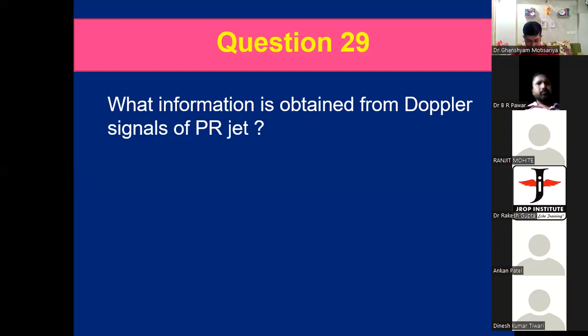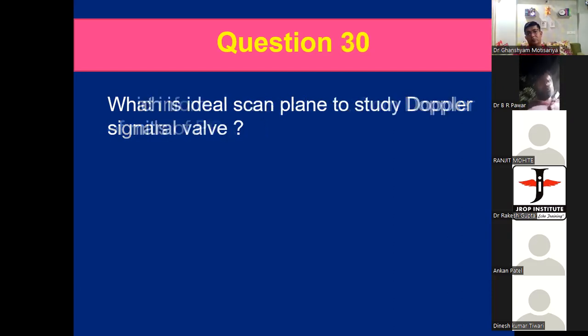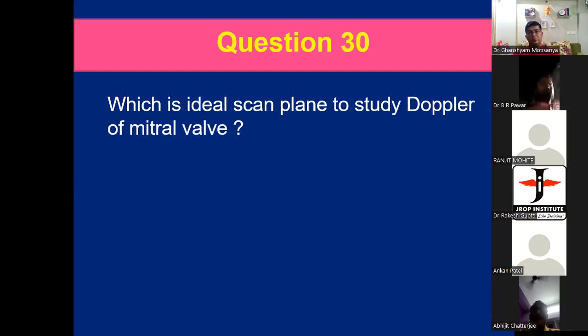What information do you get from Doppler signals of the PR jet? Sir, we know whether pulmonary hypertension is present or not, and whether any regurgitation is there. No, Ankan, this is not the real answer.